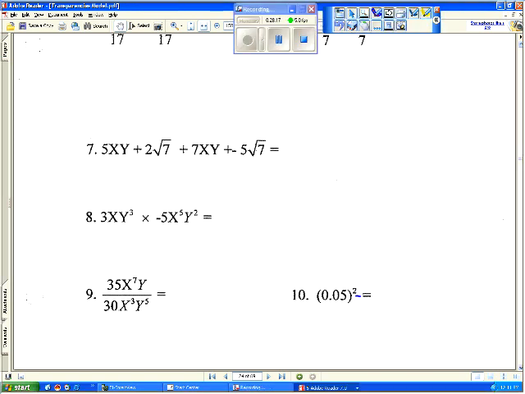What does that little 2 mean? Square. And what does square mean? Times itself. So this means 0.05 times itself. So we're multiplying a decimal times a decimal. So what do we do? We just multiply. 5 times 5 is 25. And then here's the part people didn't remember. What do you do after that?